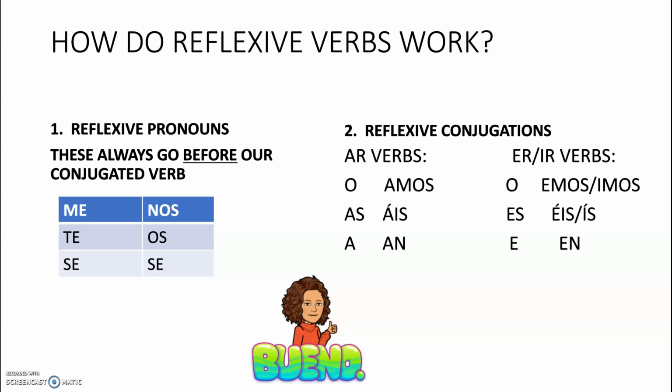After we pick the right reflexive pronoun, then we just need to use our regular conjugations. They're the same conjugations we use in the present tense for any of our AR, ER, or IR verbs. So if I wanted to say, I brush my teeth, I say, me cepillo los dientes.